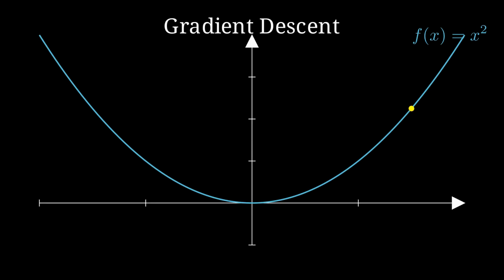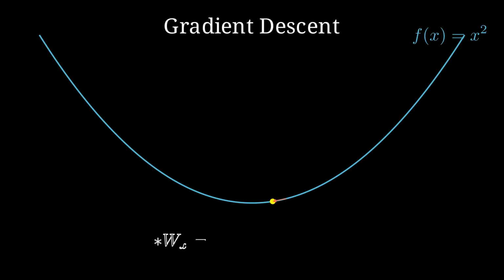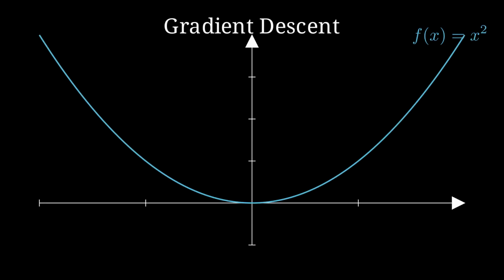Too large and we may overshoot the minimum. Too small and the training may become impractically slow. The term in red is the partial derivative of the error with respect to the weight Wx, also known as the gradient. This tells us the slope of the cost function at the point Wx. The process of gradient descent involves iteratively adjusting Wx by taking steps proportional to the negative of the gradient.